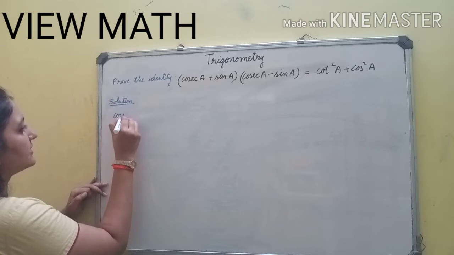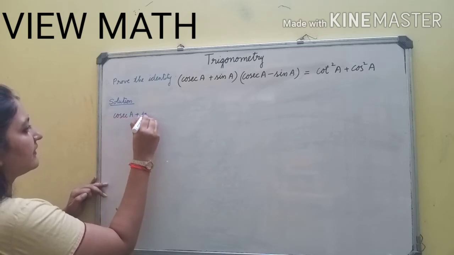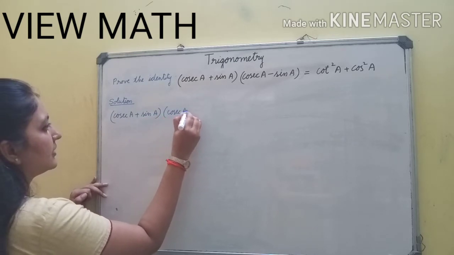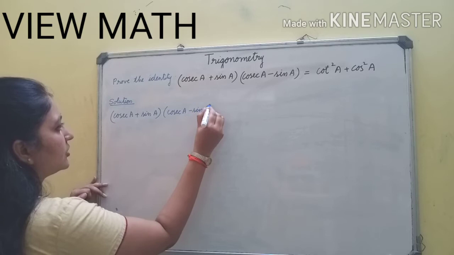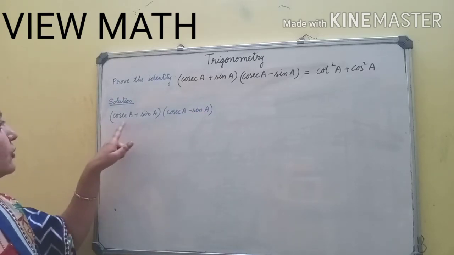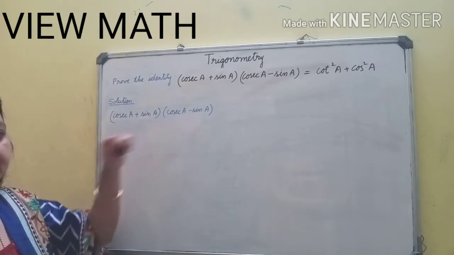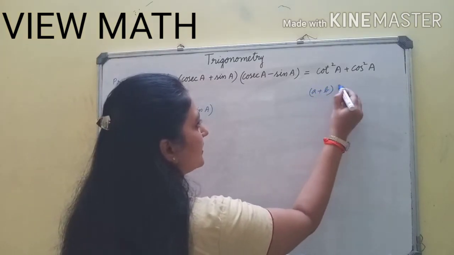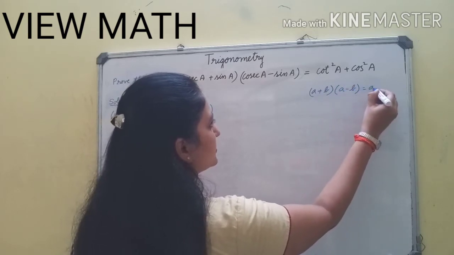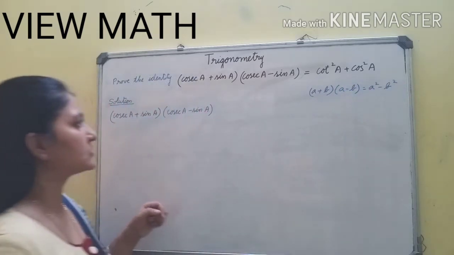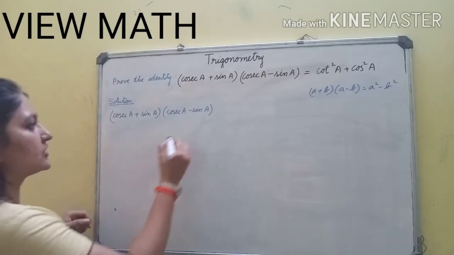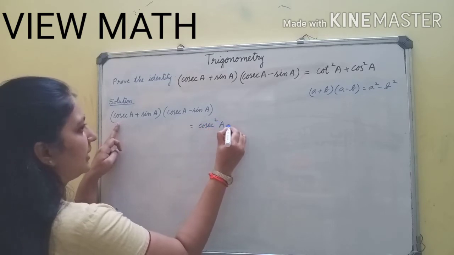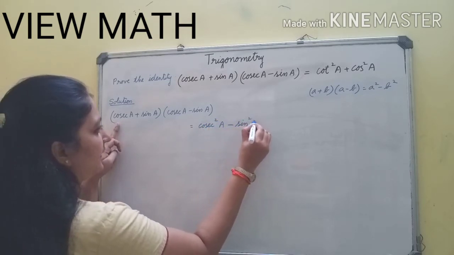Now consider the left hand side. Cosecant A plus sin A into cosecant A minus sin A. Now here you can see this is of the form A plus B, A minus B. So you can use the formula A plus B into A minus B is equal to A square minus B square. So I am going to use this formula here. So this is equal to cosecant square A minus sin square A.